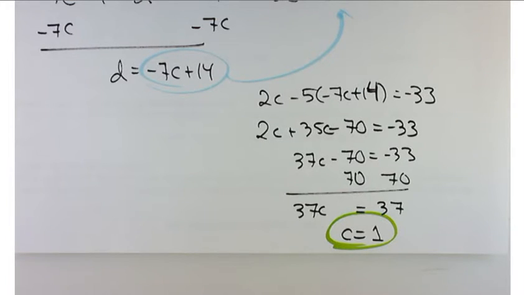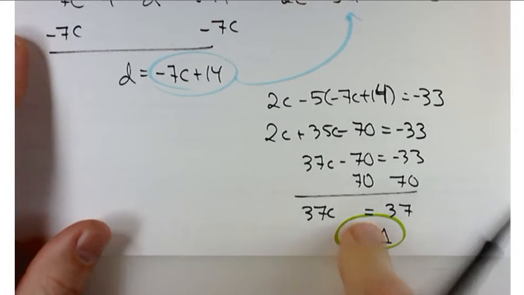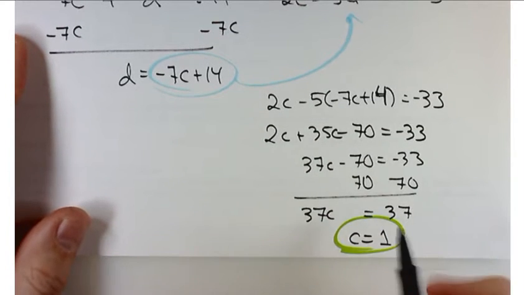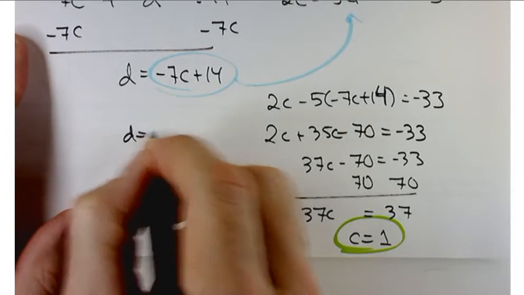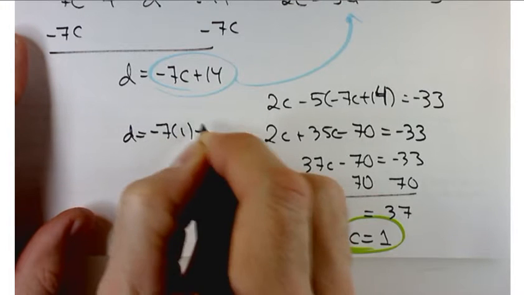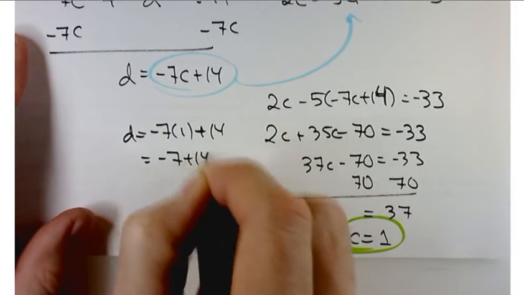All right, so if c is 1, hey, great. Let's see here. No pun. Sorry. C is 1. If I plug that in for d, I get d equals negative 7 times 1 plus 14. Negative 7 plus 14 gives me 7.